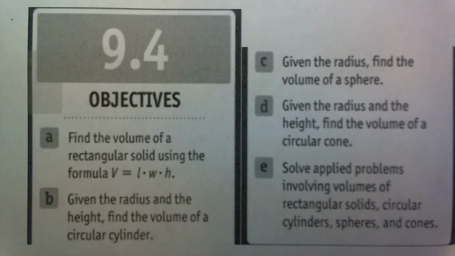In section 9.4 we are studying volume, looking at the volumes of various shapes like rectangular solids, the volume of a circular cylinder, and the volume of a sphere. Then, given the radius and the height, we find the volume of a circular cone. And we solve some applied problems involving rectangular solids, circular cylinders, spheres, and cones.